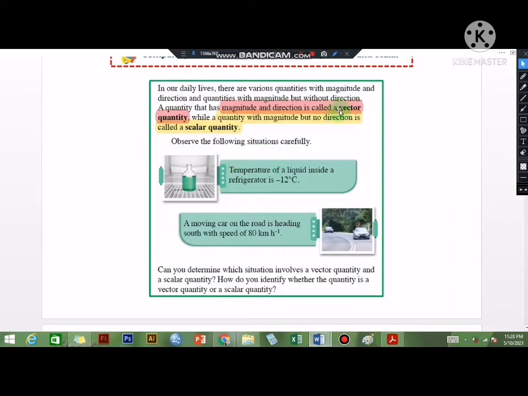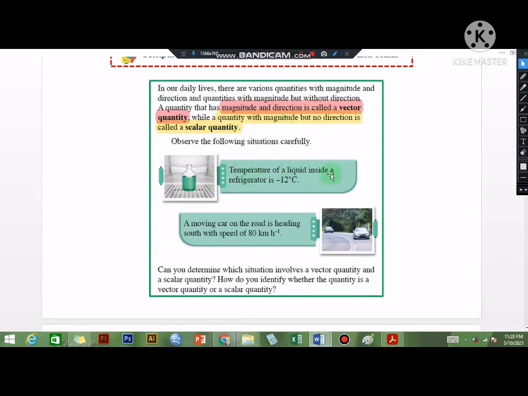Okay, vector quantity have magnitude and direction. What is magnitude? Magnitude means size or value or length or distance. It is something that has a value. Remember, direction means direction to the north, south, east or west and so on. So let's look at the first one here.